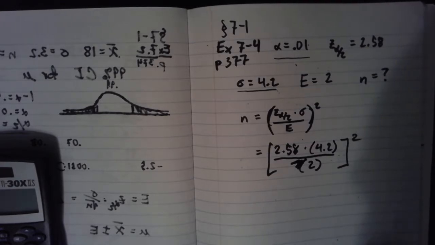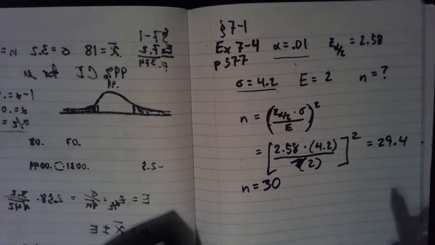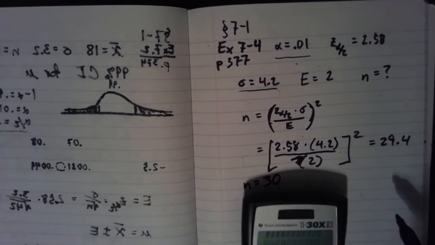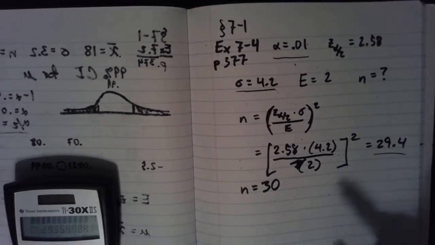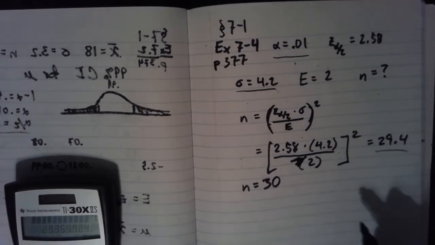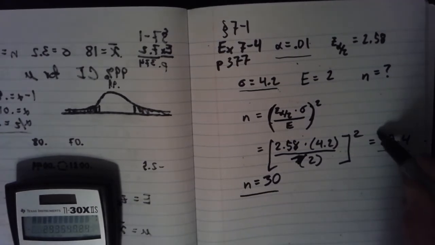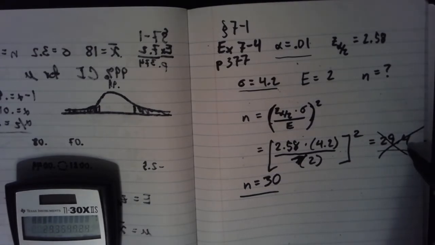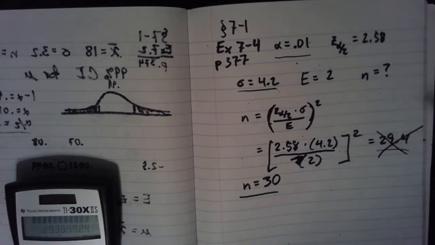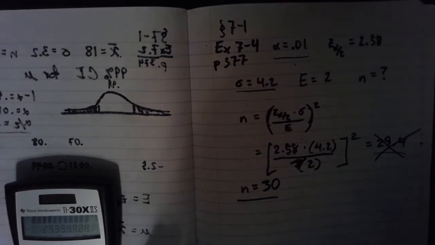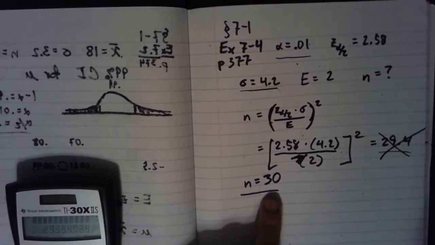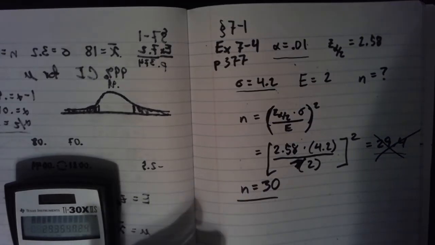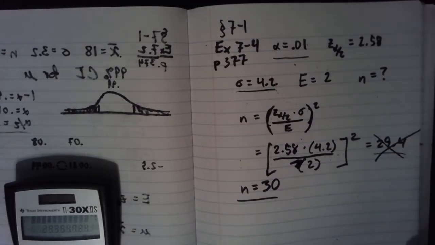All right, so allow me to go ahead and catch up with this calculation. Okay, so I got 29.35, which normally we would just round to 29.4. But here, since we're talking about a sample size, we don't want 0.4 days to sample, right? We want our sample number to be usually a whole number, usually an integer.